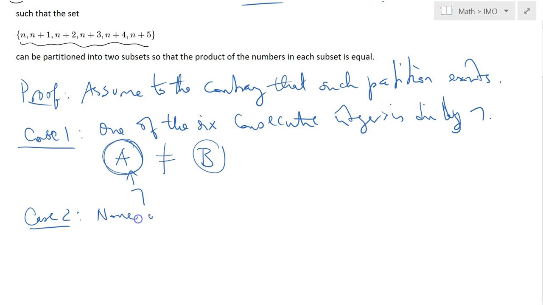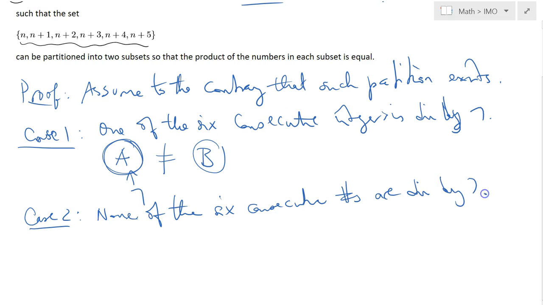Case 2: none of the 6 consecutive numbers are divisible by 7. What it means is that in mod 7, they will leave remainders of 1, 2, all the way up to 6, right?